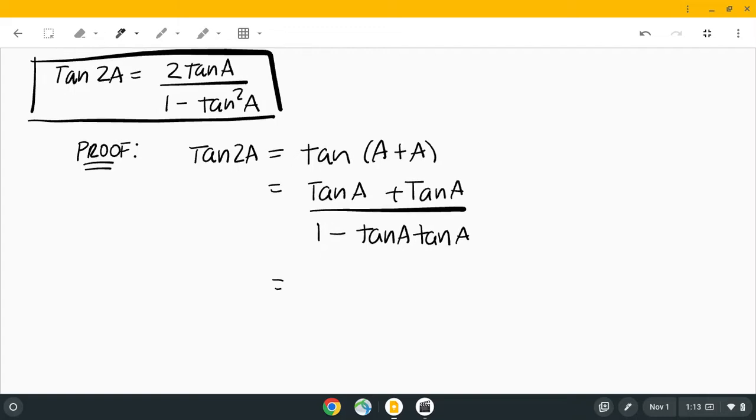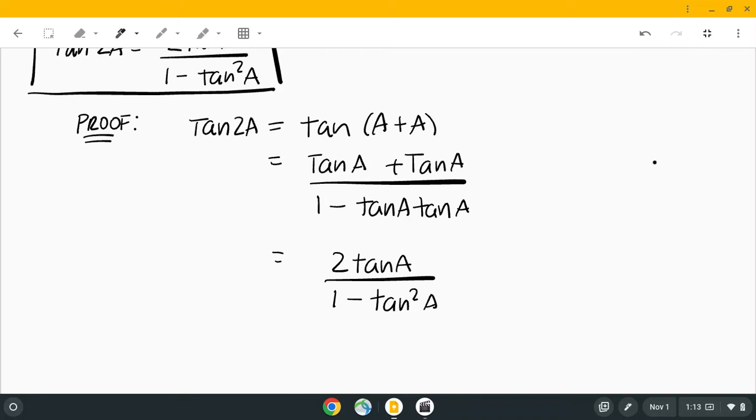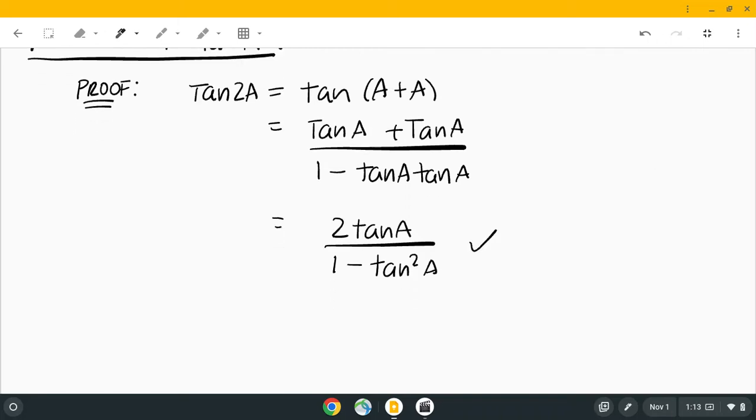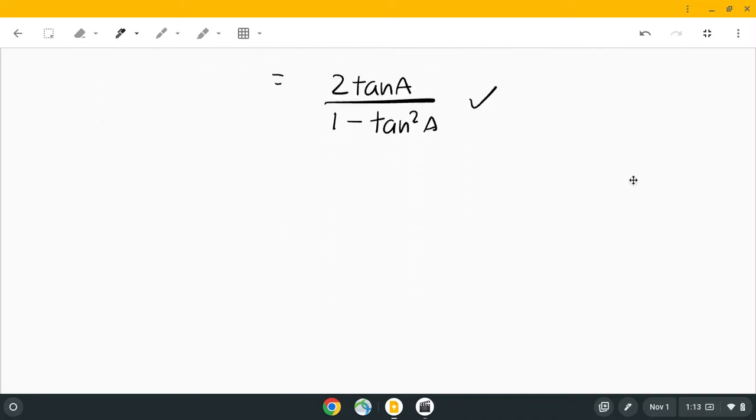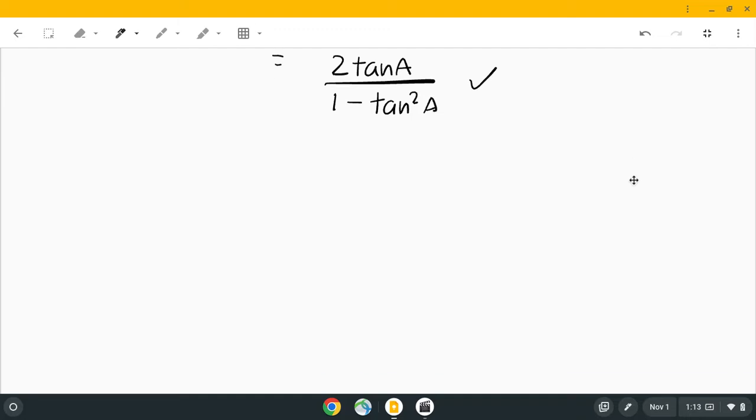If I simplify this, I get 2 tangent A in the numerator and 1 minus tangent squared A in the denominator. And this here is the right-hand side. Now we're just going to look at a couple of simplifying problems, and then that will be it. All right, so let's simplify.